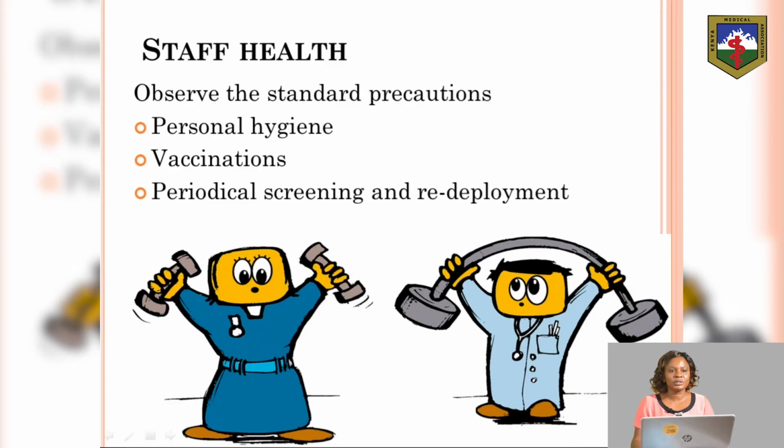Staff health is the last precaution I'm going to talk about. The staff need to be healthy if they are going to take care of the patient. A sick staff exposes a patient to infection, so we need to observe the standard precautions. Personal hygiene is part of staff health. Vaccination for all the diseases which are vaccine-preventable, periodic screening and redeployment of sick staff if there are any.